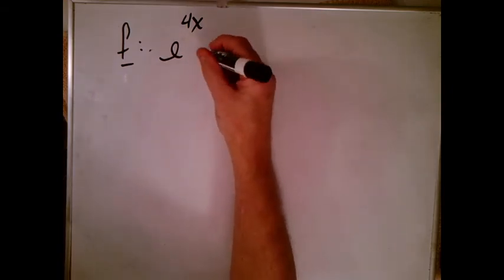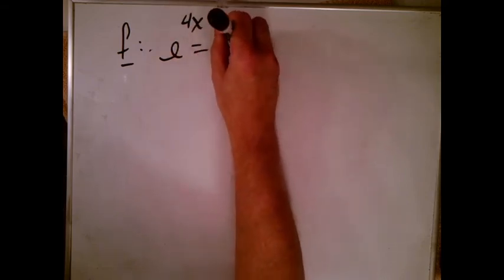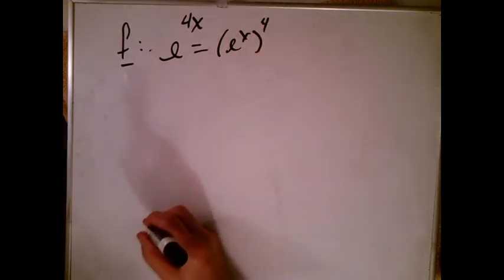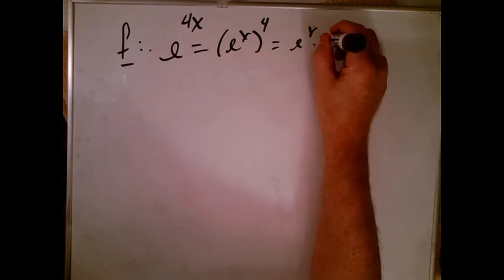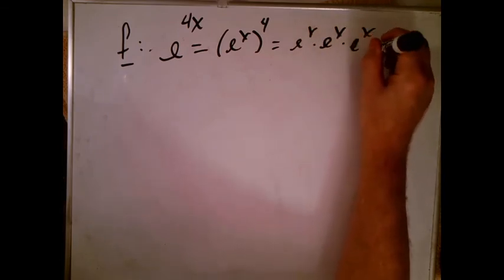Welcome back. What are we going to be using here to rewrite? We're going to be using rules of exponents because e to the 4x, I guess we can write it like this. We don't have to. It is e to the x to the 4th, like that, which is equal to e to the x times e to the x times e to the x times e to the x.